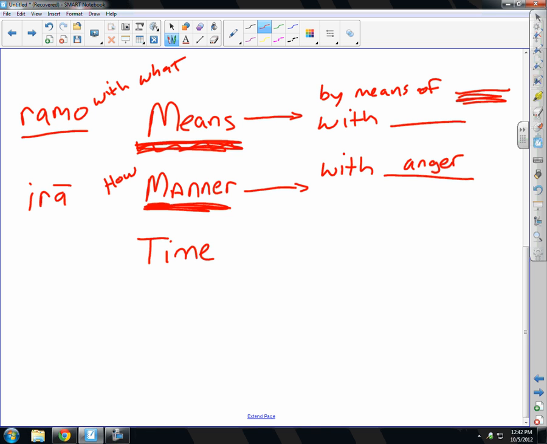Now time tells me obviously when I'm doing the action. Again, I don't have to have a preposition in Latin, but I do have to have a preposition in English, and it would be in the second hour.